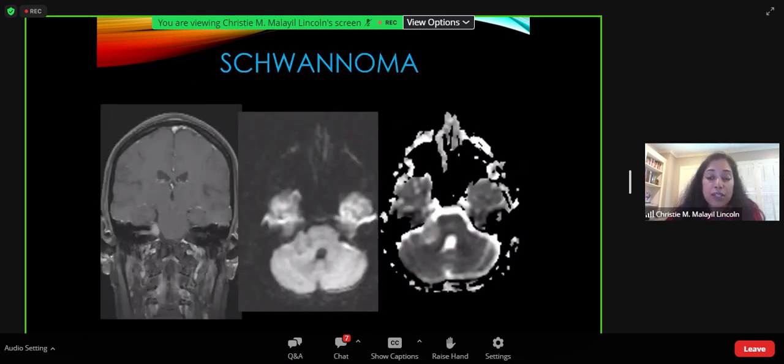So typically this occurs of the eighth cranial nerve, and basically the patients present with pressure on that nerve, so they can have tinnitus, disequilibrium. The treatment is basically surgical.